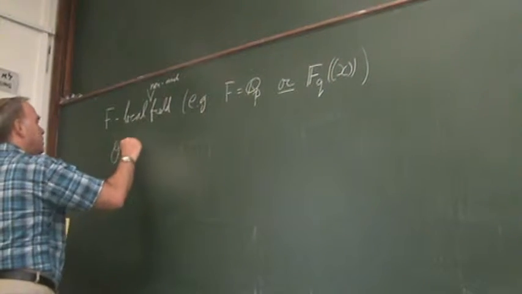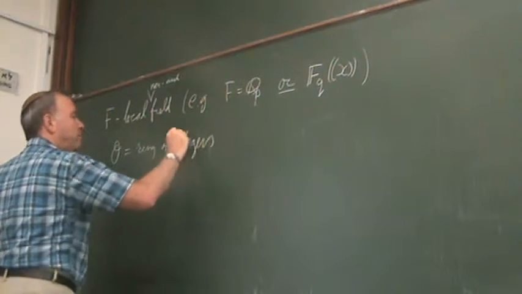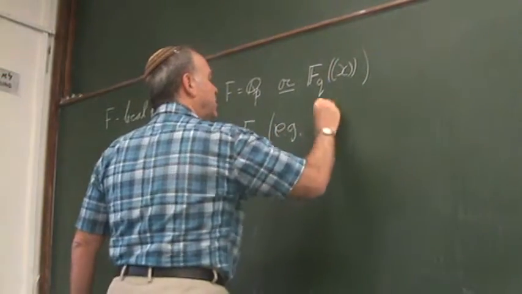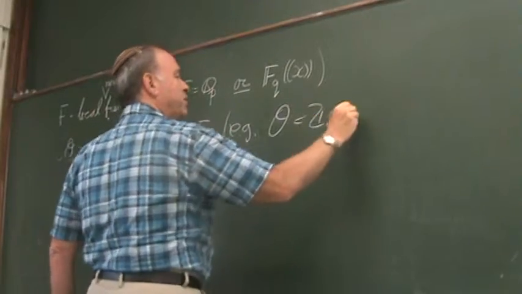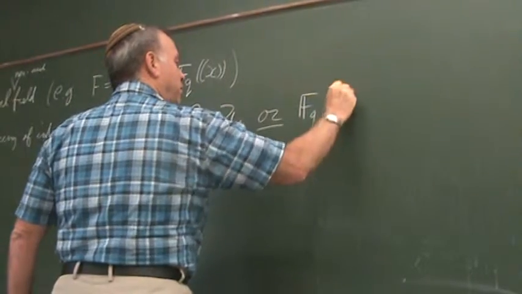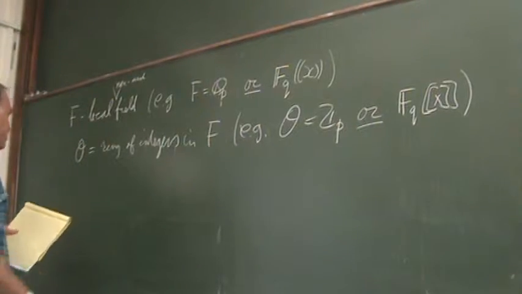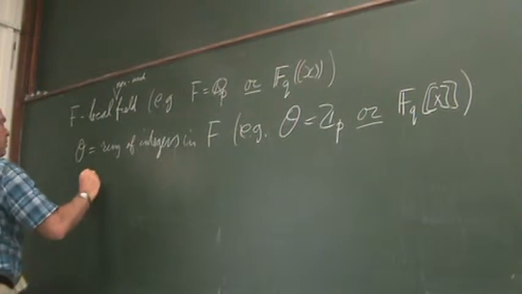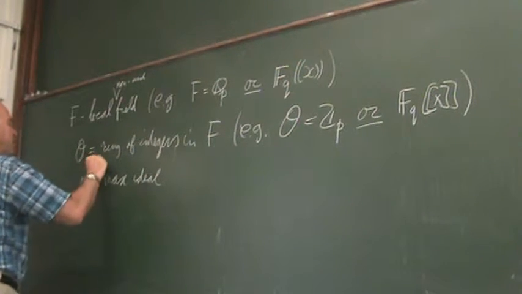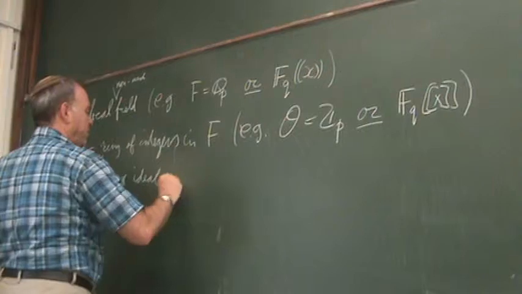O is the ring of integers in F. So in the examples, this is Zp, the p-adic integers, or the polynomial, or the power series. This is the Laurent power series, this is the power series. M will be the maximal ideal. In this situation, there is a unique maximal ideal of O.